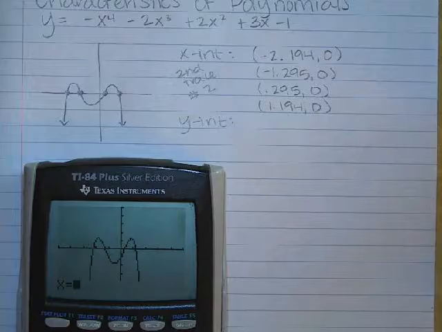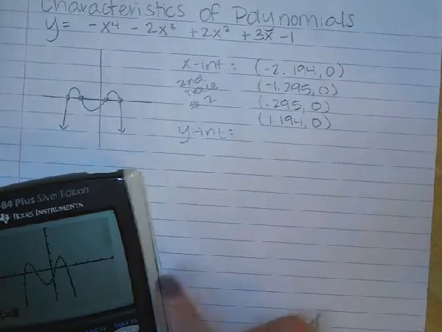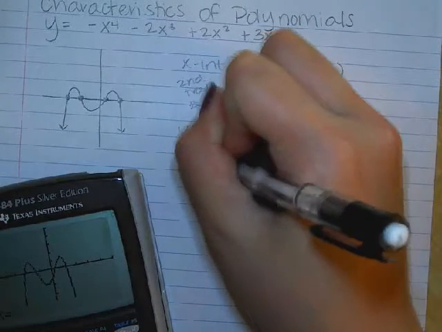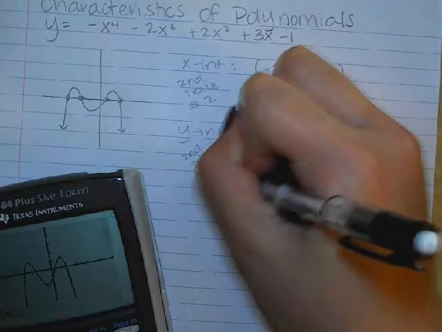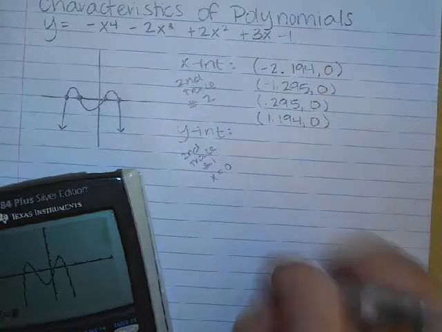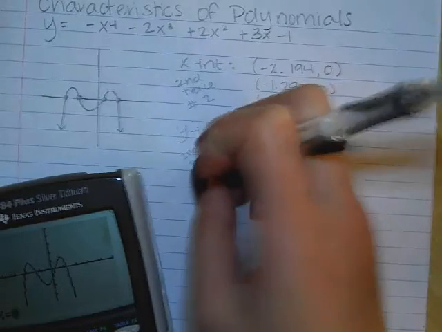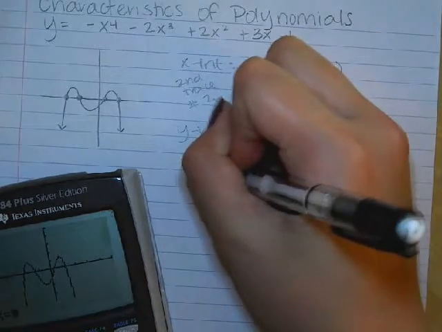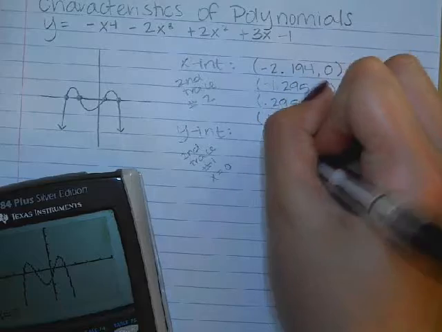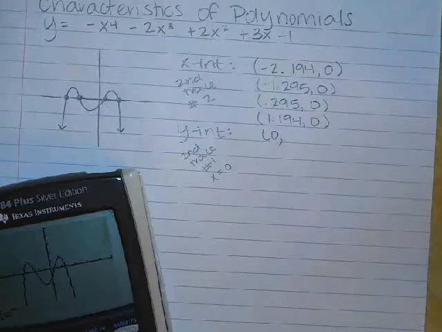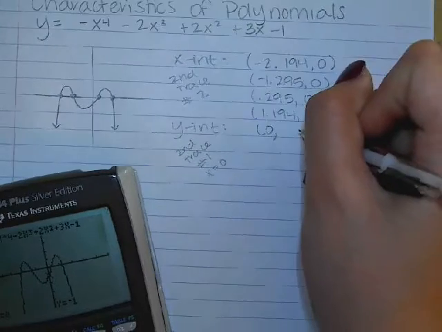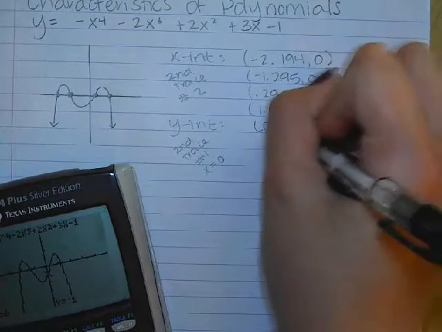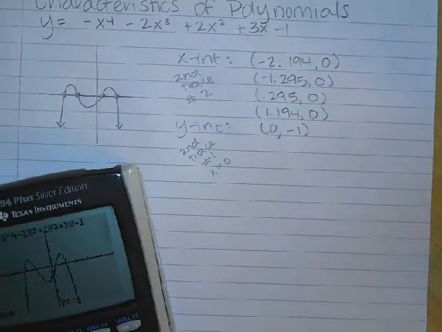Okay, how do we find a y-intercept? Second trace number 1, and you plug in 0. So second trace number 1, plug in x equals 0. All right, so go ahead and do that. And then what'd you guys get for your y-intercept? 0, negative 1. Marvelous. Okay.